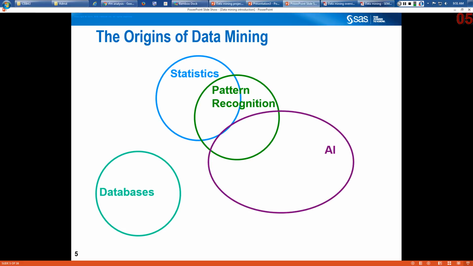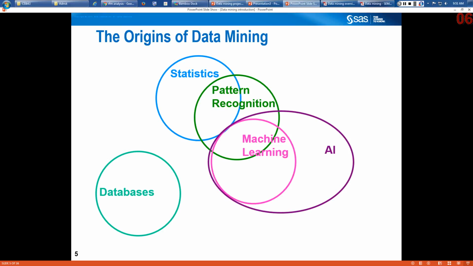Artificial intelligence is an area within computer science that aims to create systems that mimic human intelligence, and so there are a lot of techniques such as neural networks, genetic algorithms, and so on that overlap pattern recognition, and those techniques also become part of data mining.